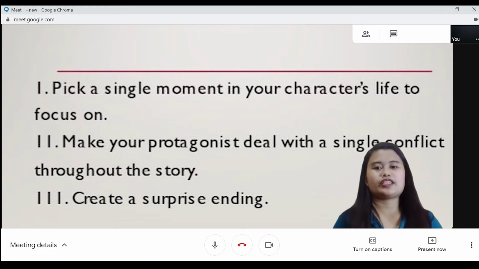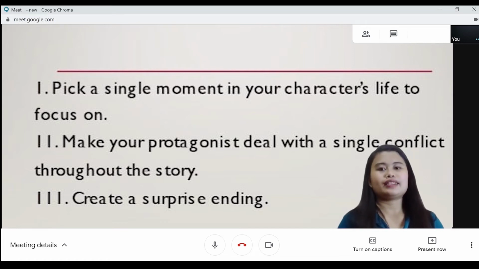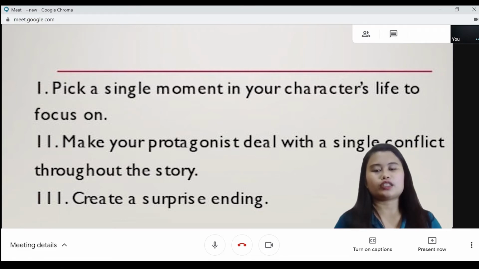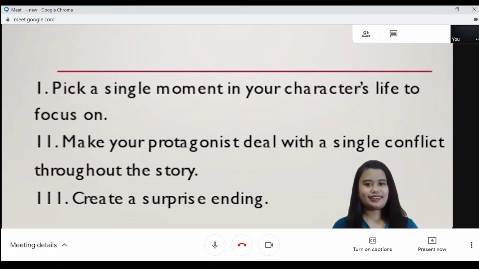And the third one is to create a surprise ending. Many flash fiction pieces end with a surprise ending that the reader doesn't expect. Make the ending a resolution to the conflict you told throughout your writing, but done in a surprising way. That way, your readers will feel satisfied with the story and want to read it again.